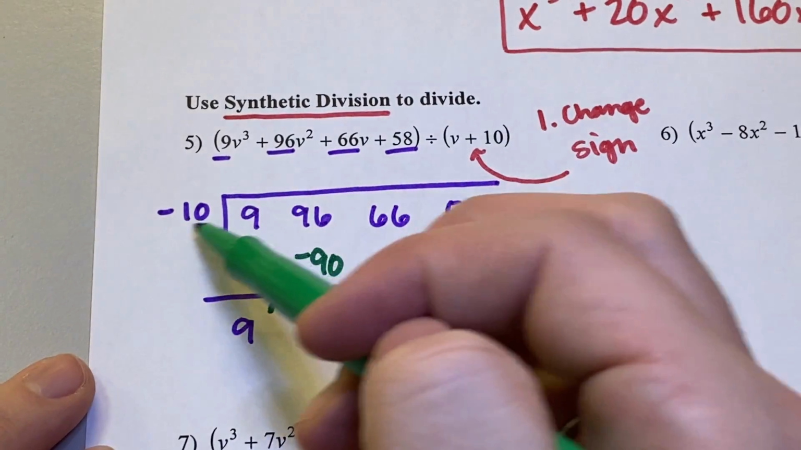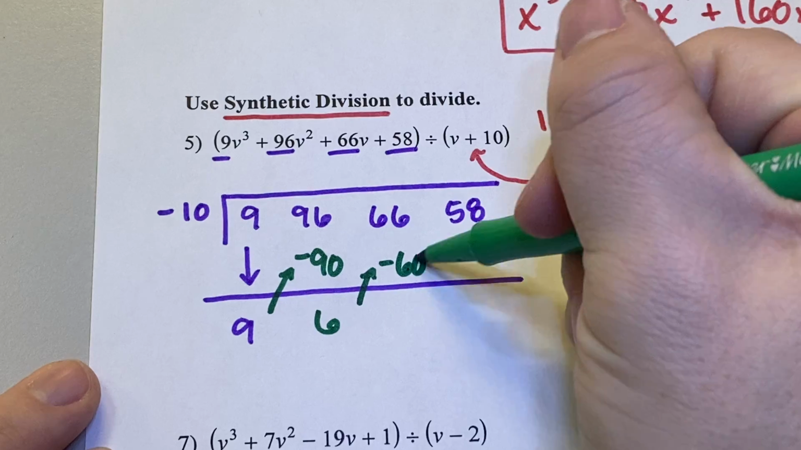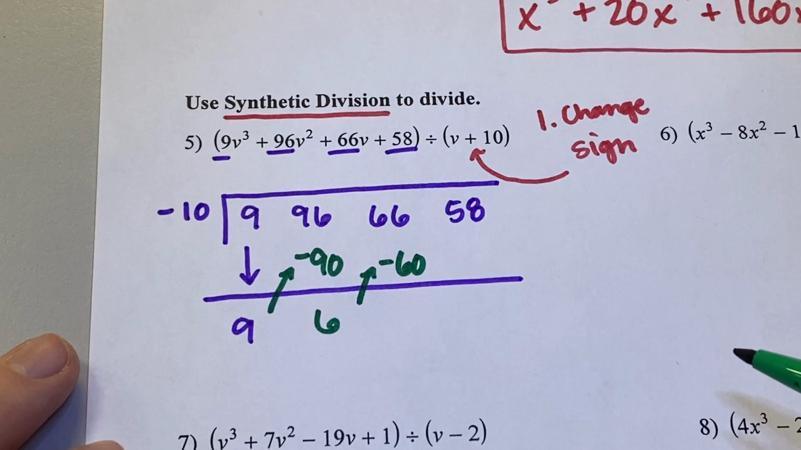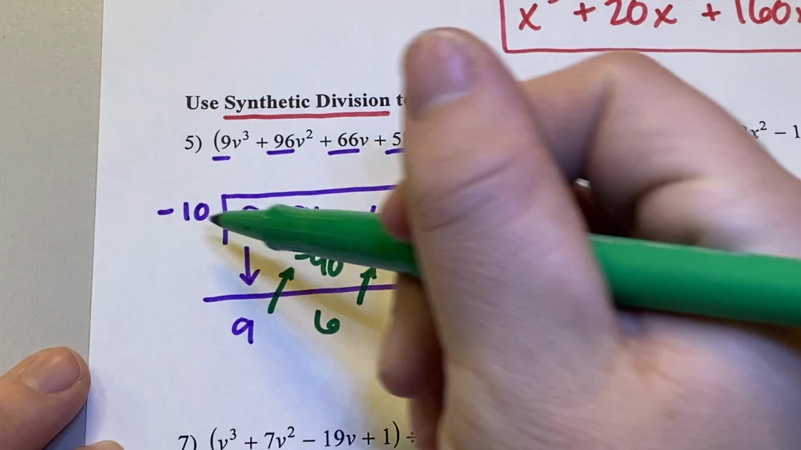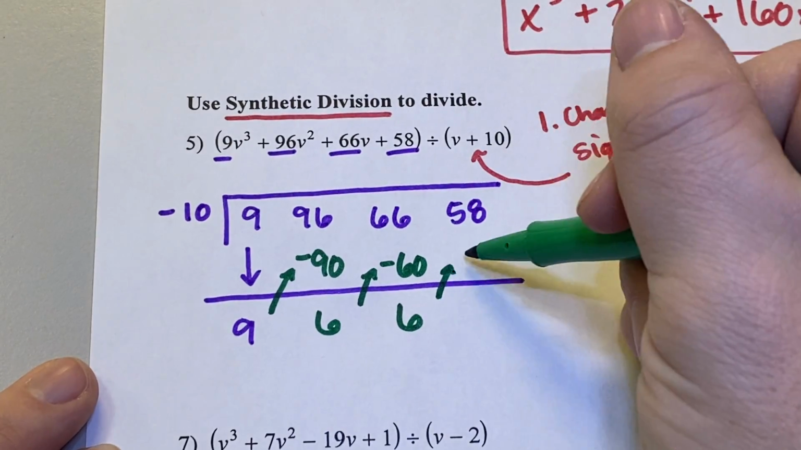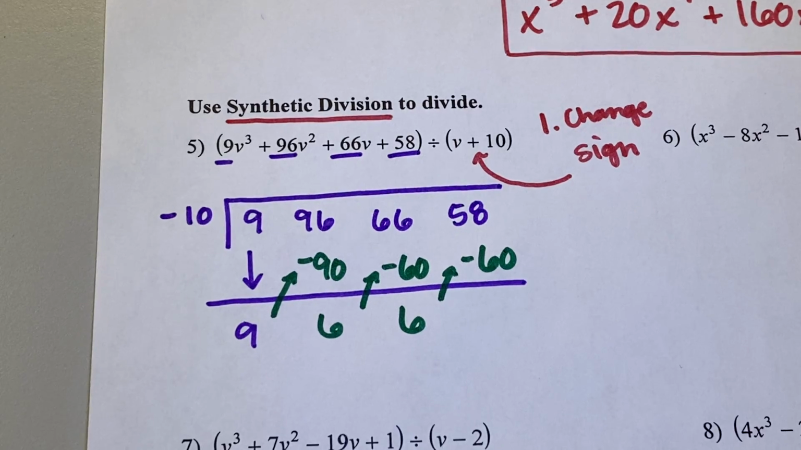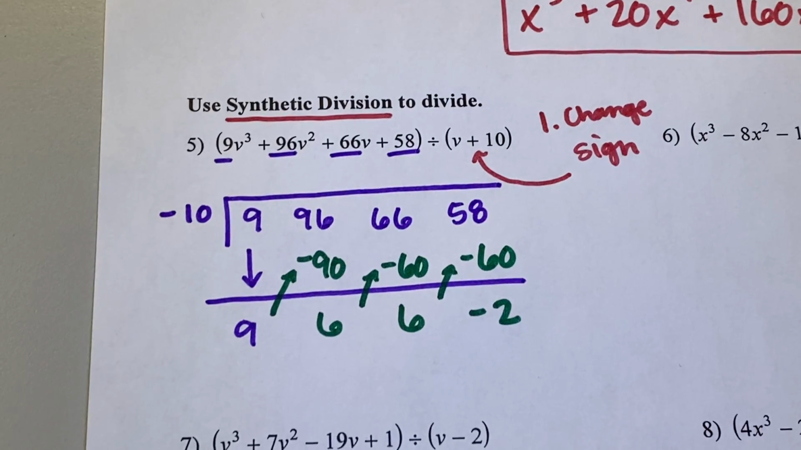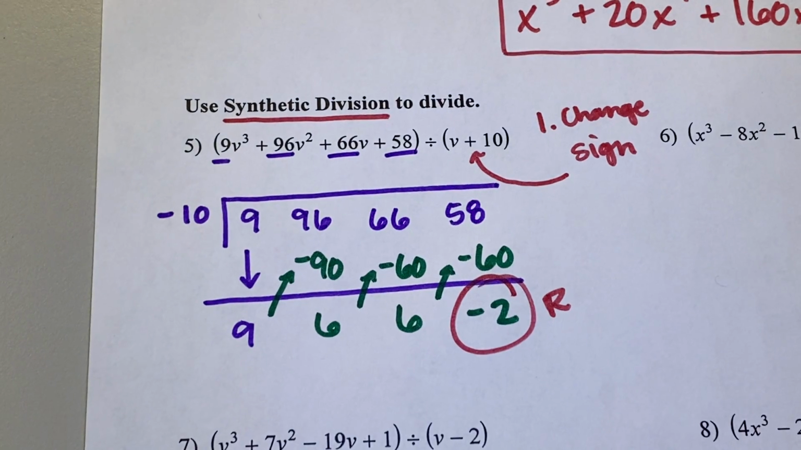Same step. What's negative 10 times 6 this time? Negative 60. 66 minus 60. 6. Positive 6 again. Again, 6 times negative 10. Negative 60 again. What's 58 minus 60? Negative 2. Nice. All right. That last number right here, that is our remainder. We're just going to label him with an R.